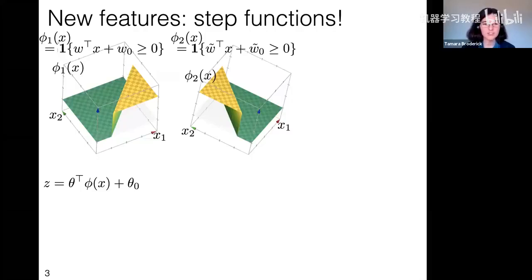Okay, so let's see what this is going to look like. Well, in our particular case, we're looking at two features. And so if we write out what this dot product looks like, there's going to be two components. There's going to be theta1 times phi1, plus theta2 times phi2, plus theta naught.